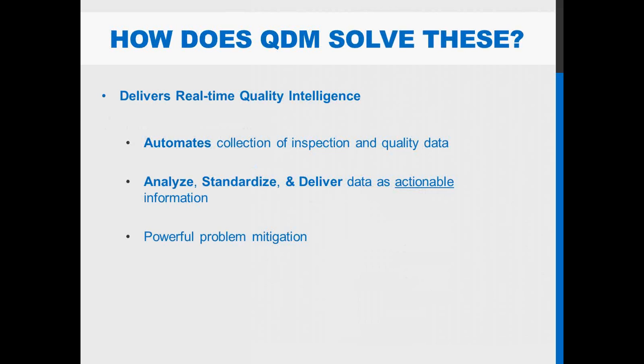So going over again in summary, how QDM solves these issues is QDM really delivers real-time quality intelligence. It's information that you can use now when it's still pertinent to what's going on. It does this by automating your collection of inspection information and quality data. It brings all this in through our data grabber technology that allows you to automate the pickup of all the information to bring it into your server. It'll analyze, standardize, and deliver that data as actionable information, which means it's doing a lot of your work for you. This allows you to use it as a powerful problem mitigation tool.